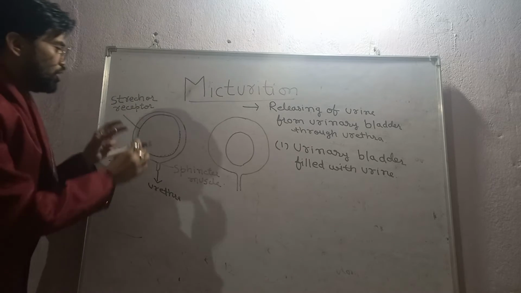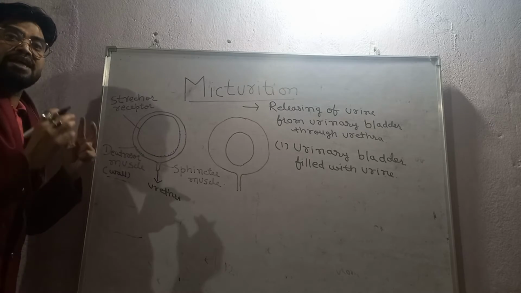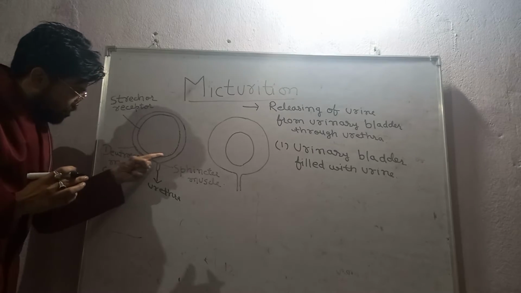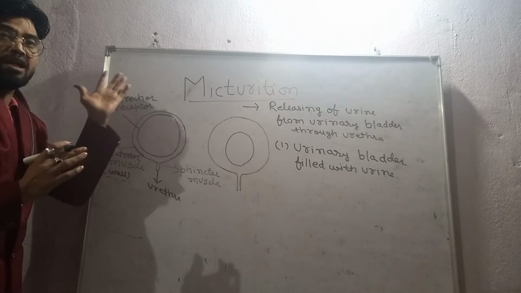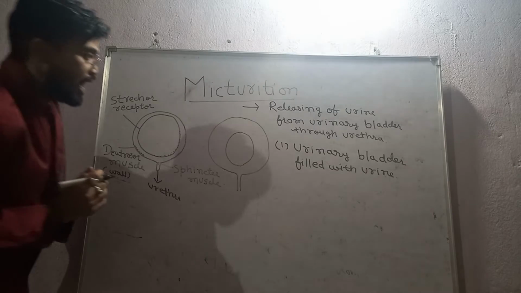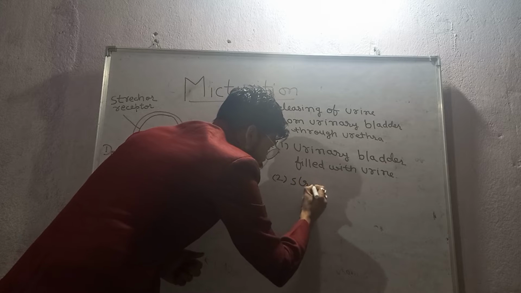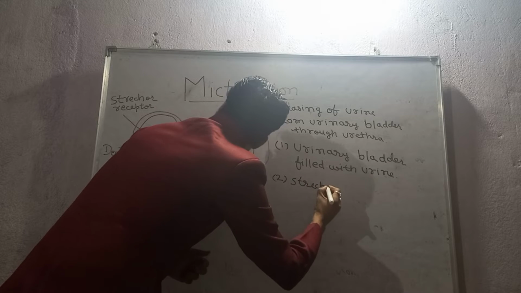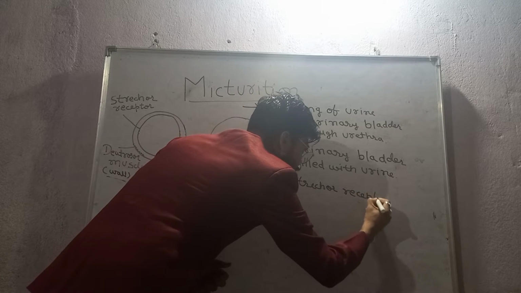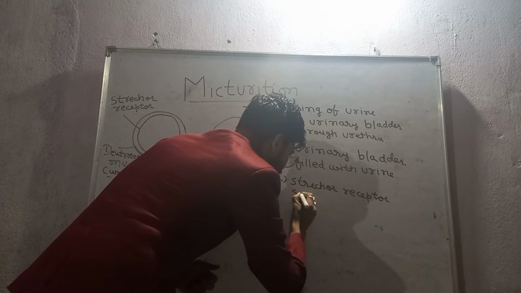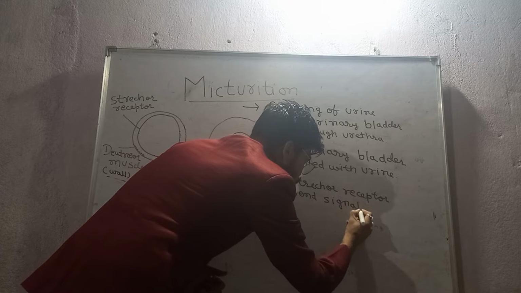After that, when the urinary bladder is filled with urine, there are some stretch receptors. Here you observe the stretch receptors. This stretch receptor will send a signal to the central nervous system, CNS. That is point number 2: send signal to CNS.